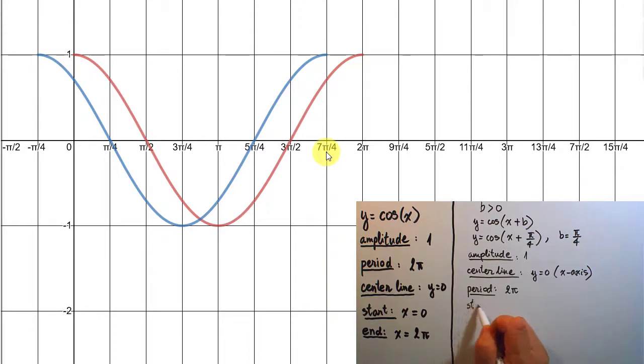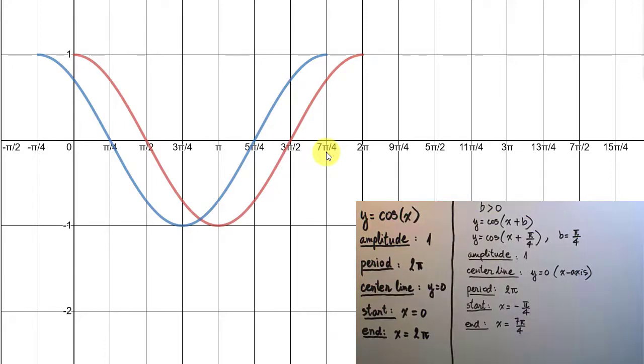The start of our blue base unit of cosine of x plus pi over 4 is at x equals negative pi over 4. And it has an end on the x-axis at positive 7 pi over 4.